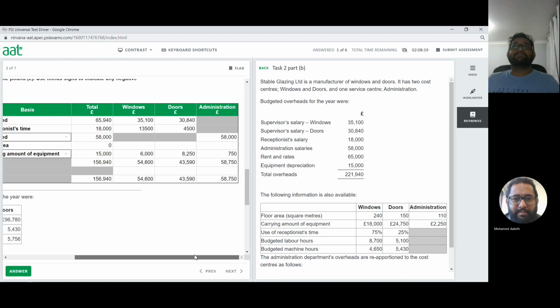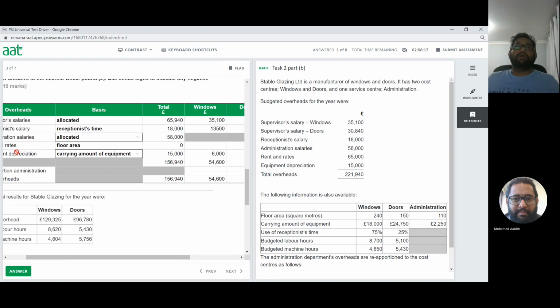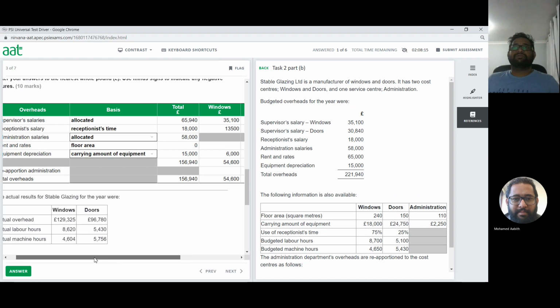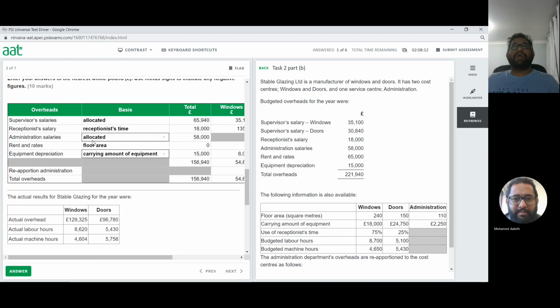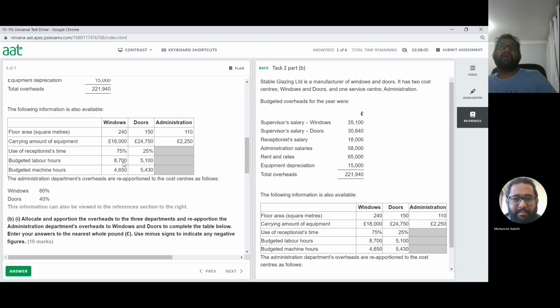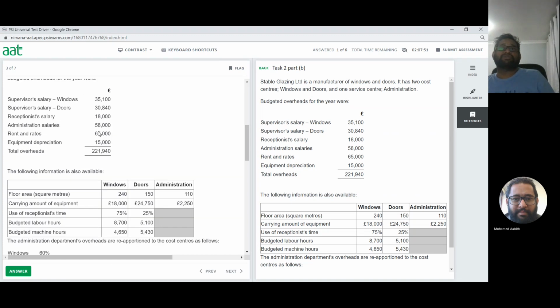Also, you see another zero here. Oh, hold on, not the depreciation. This one is for rent and rates. That has already been told: it's dominated by the floor area basis. If you look here, the floor area is 240, 150, and 110. If you add all of them together, that gives you 500 square meters. So whatever we have on that cost, which is rent and rates, is going to be calculated per square meter.